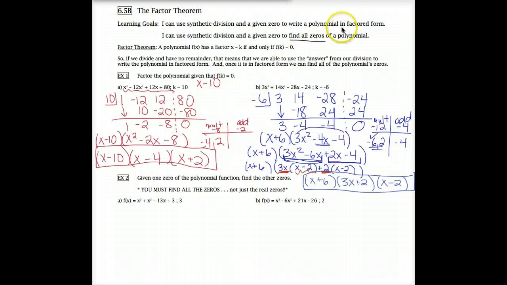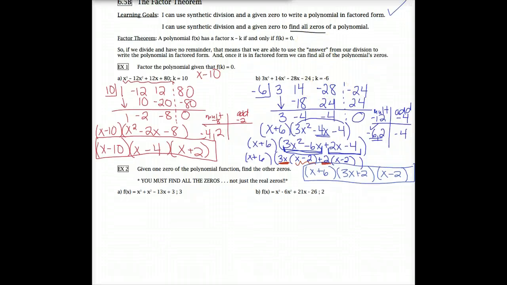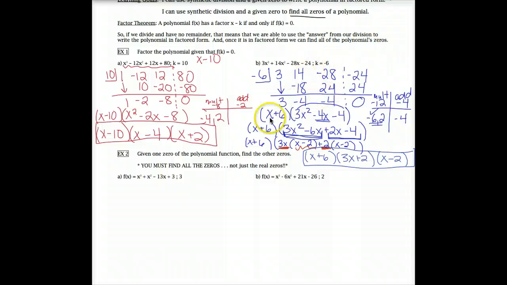All right, so hopefully you feel comfortable with our first learning goal here. We can use synthetic division and the given 0 to write a polynomial in factored form. The big thing that people mess up here is when they go to write the factored form, they forget to change this sign. So if this is positive, it was a minus 10. If this is negative, this was a plus 6. So keep that in mind.